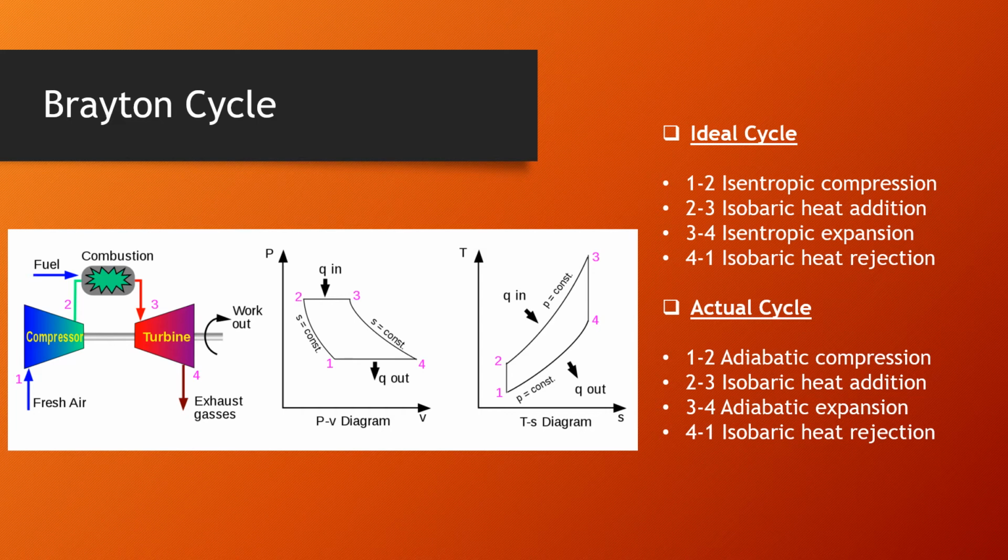Now if you know about the second law of thermodynamics, you know about irreversibilities. Due to irreversibilities, it is highly unlikely that you'd have isentropic compression or isentropic expansion in the compressor and the turbine. Instead, on the actual cycle, those two are adiabatic compression and adiabatic expansion. So adiabatic compression means no heat transfer occurs during the compression, and adiabatic expansion means no heat transfer occurs during the turbine work.